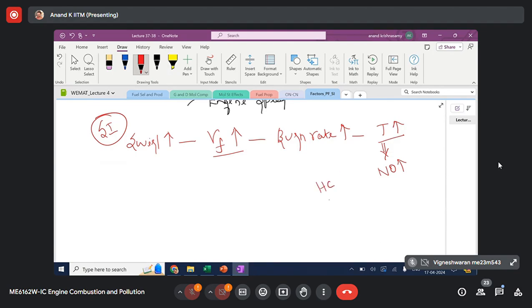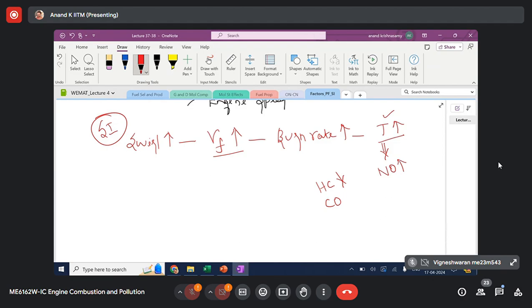HC and CO will reduce, sir, because better mixing means combustion will be better. Yes. HC and CO will reduce primarily because of higher temperature. There is an increased oxidation rate.